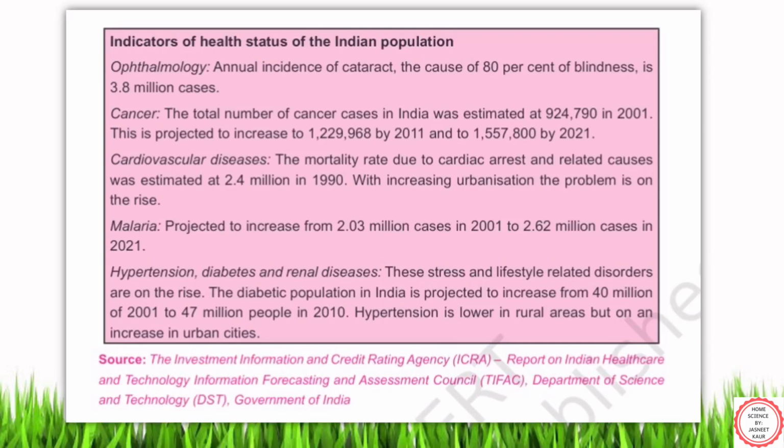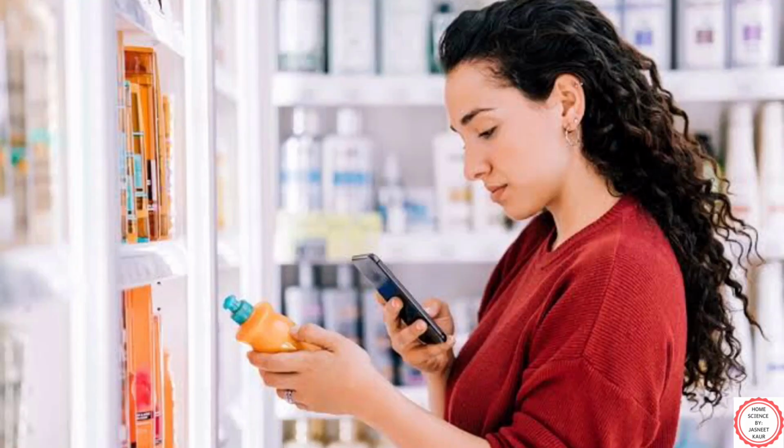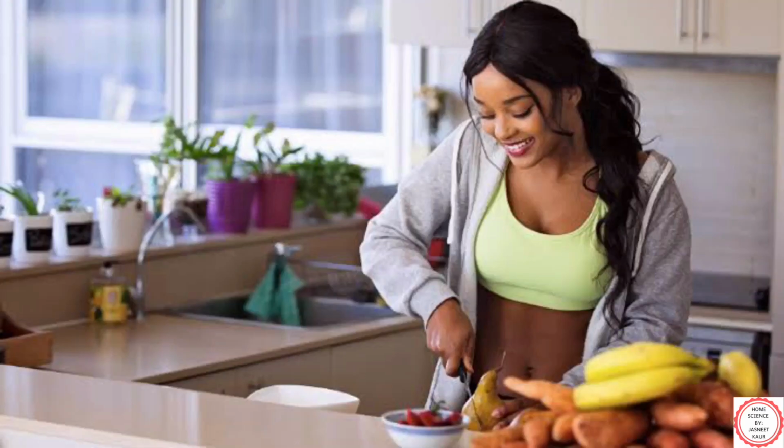Similarly, data shows a terrific increase in the number of other diseases like cancer, cardiovascular, also known as heart diseases, malaria, hypertension, diabetes, and renal diseases. It has been projected that by the year 2025, one in every five Indians will be diabetic. These health-related facts and projections warn us to be more aware of our health and fitness.